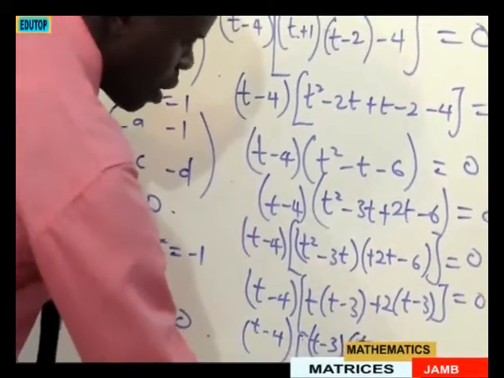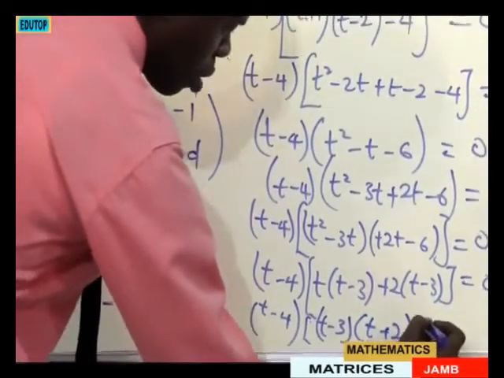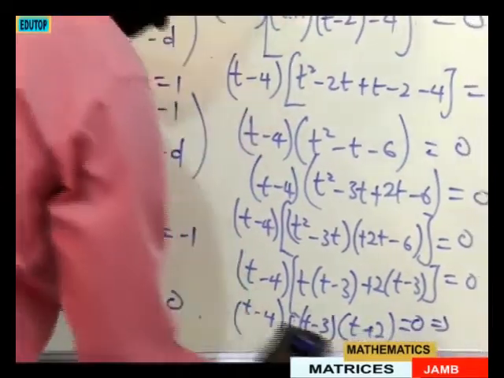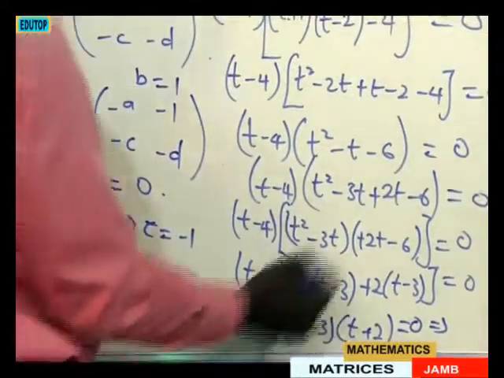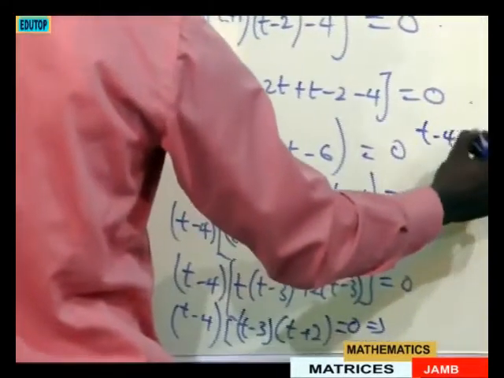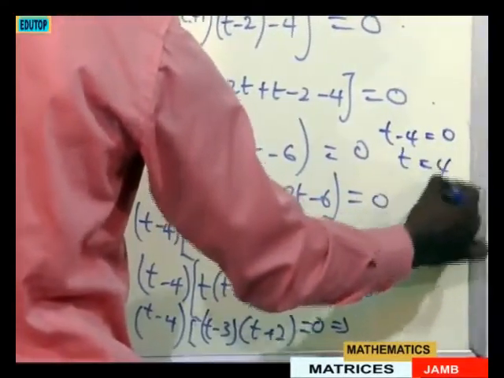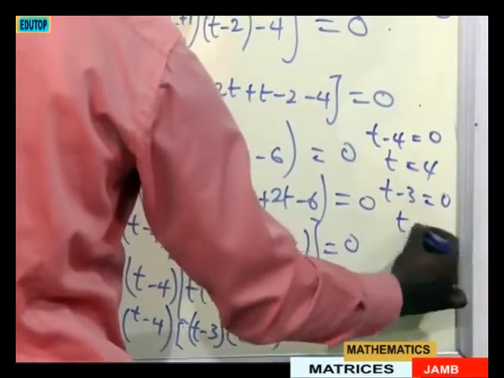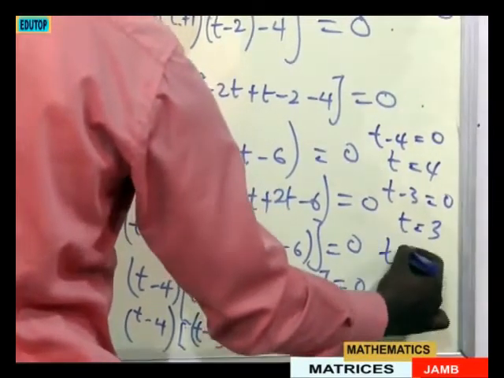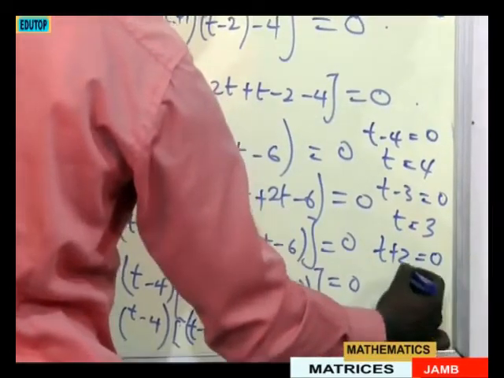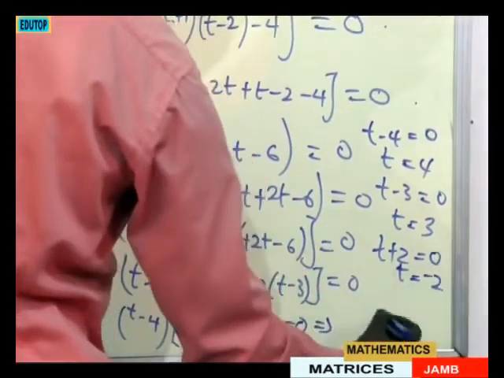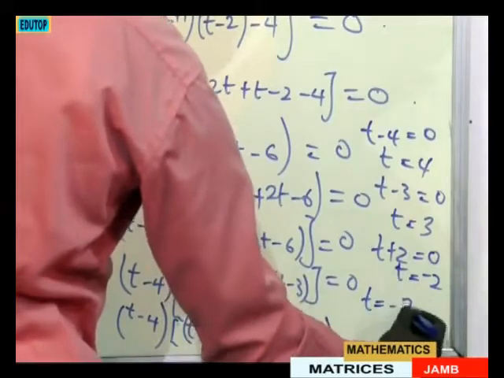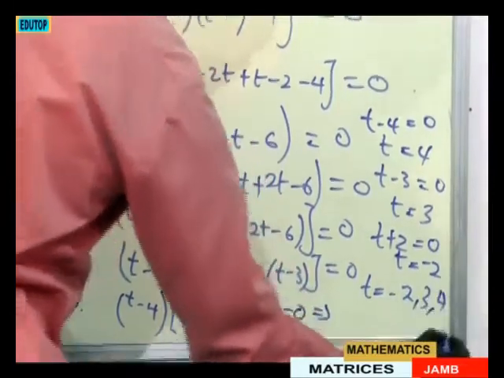And this one will be left with t plus 2 equals 0, which implies that we equate each one to 0. We equate t minus 4 equals 0, our t equals 4. T minus 3 equals 0, our t equals 3. T plus 2 equals 0, our t equals minus 2. So our t equals minus 2, 3, and 4.